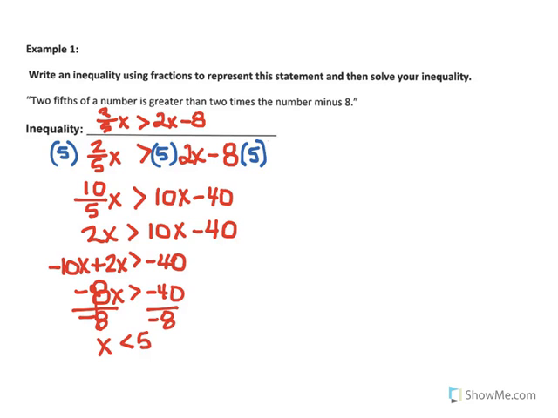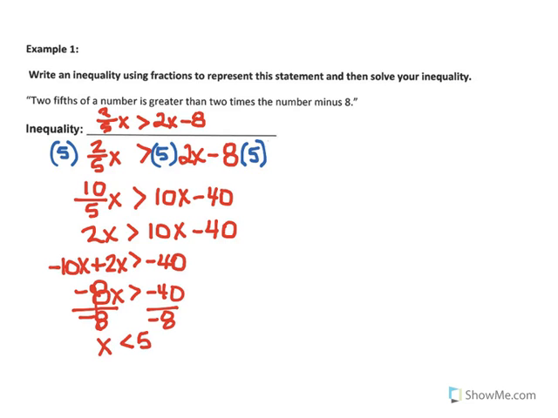Because I divided by a negative, I need to flip the inequality symbol so that my solution is true. If I did not flip it, that would be saying that x could be greater than 5. And if you were to put in, for example, the number 6 for x, you would see that in the end you would not have a true statement.